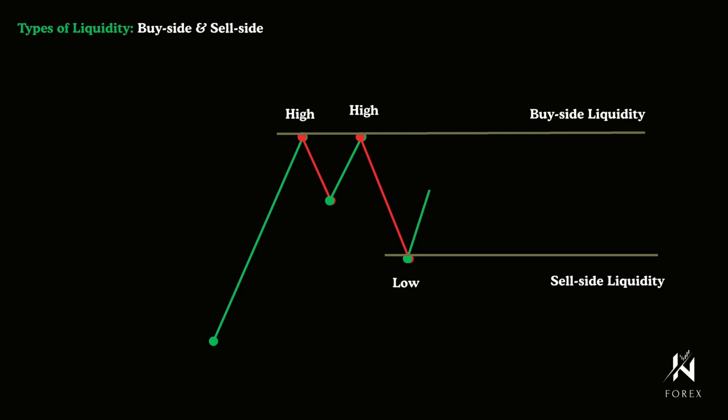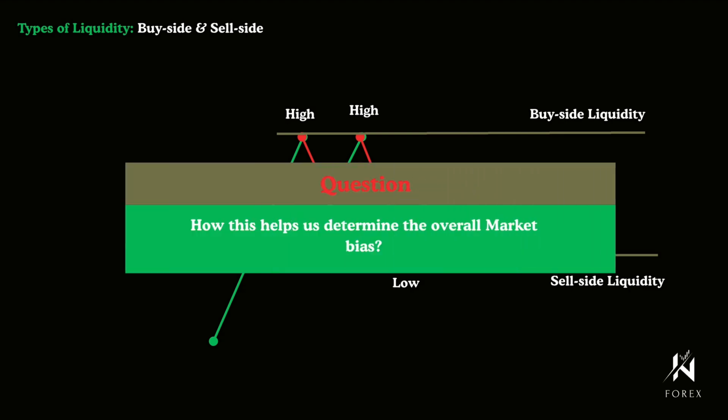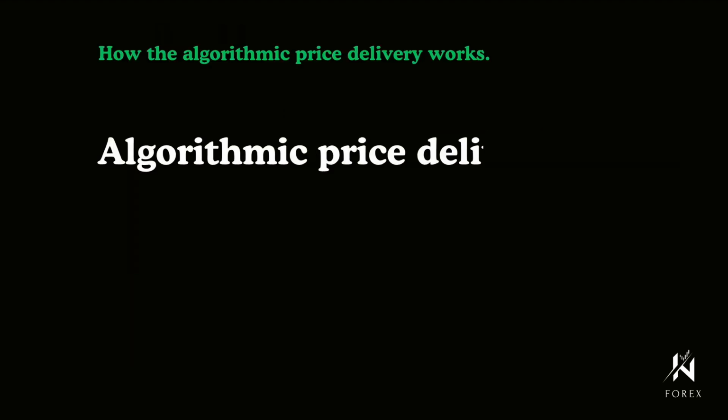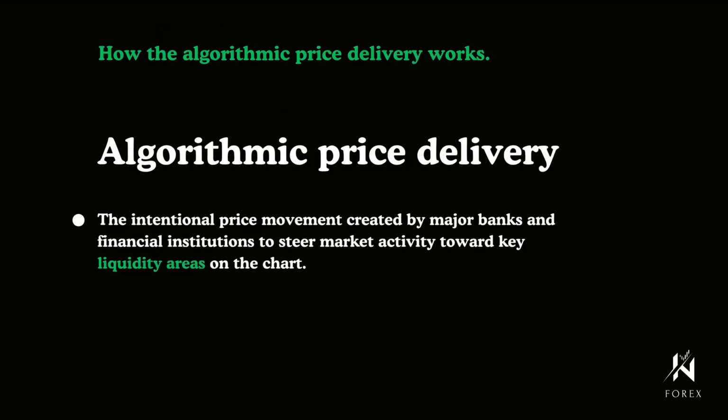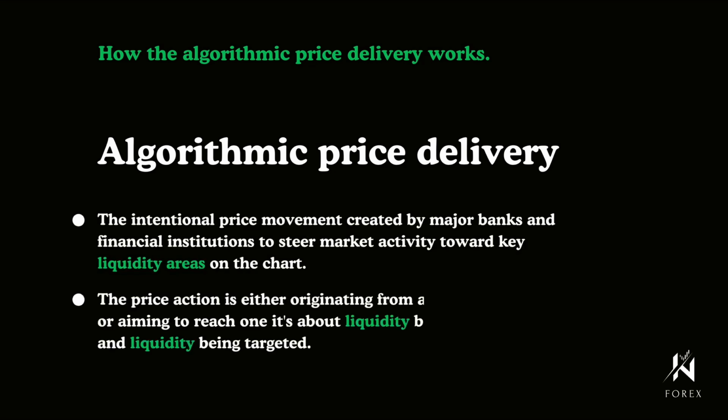Now you might wonder how this helps us determine the overall market bias. To answer that, we need to understand the mechanics behind algorithm-driven price movement. Algorithmic price delivery refers to the intentional price movement created by major banks and financial institutions to steer market activity toward key liquidity areas on the chart. Price action is either originating from a liquidity zone or aiming to reach one. It's about liquidity being collected and liquidity being targeted.